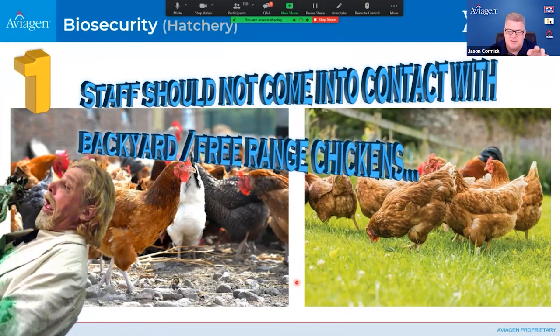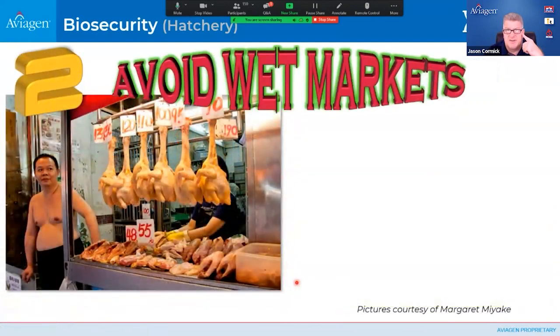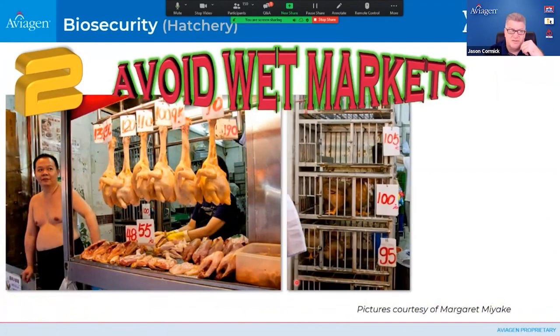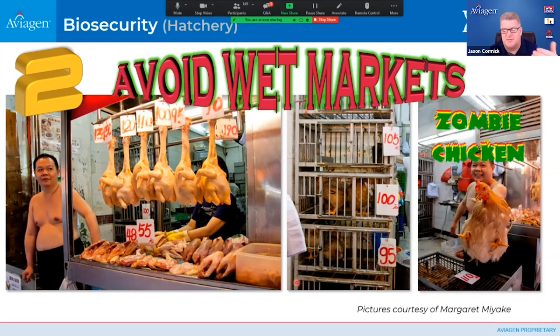Number 2, and it's more relevant if you're in Asia, but avoid wet markets. Very popular here, but these places are going to be full of salmonellas for sure. So we don't want to do that. We don't want our staff going down there, then coming into the hatchery the next day.